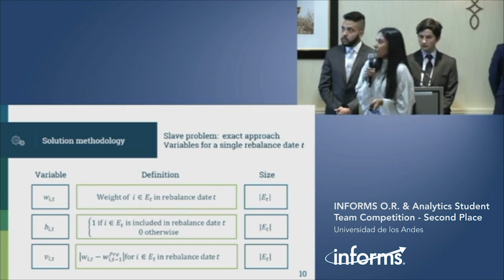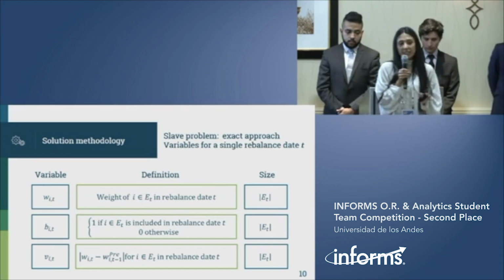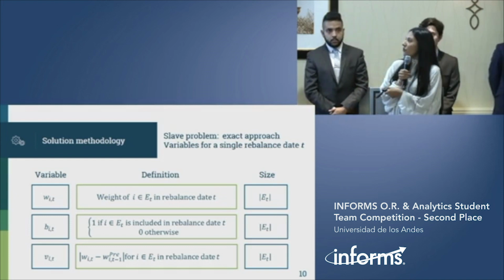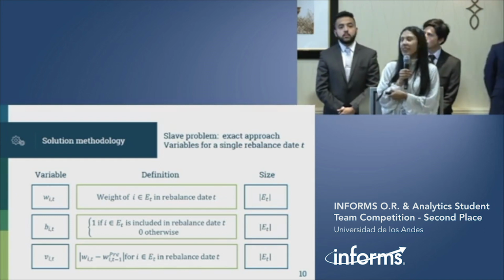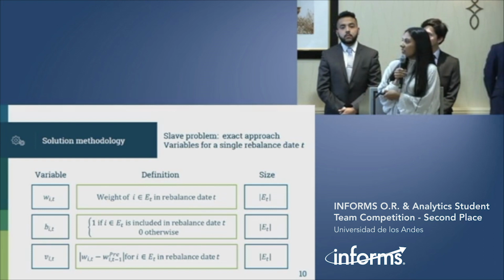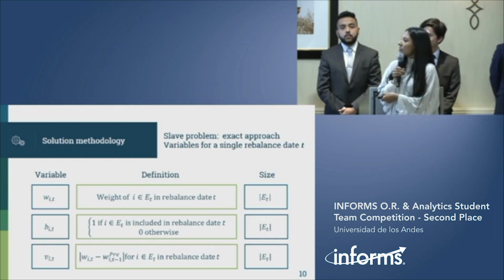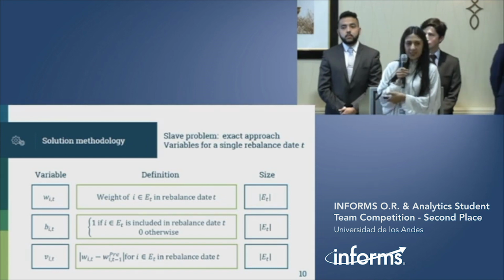These are the variables for the slave problem for a single rebalance date. First, we have a variable for the decision of how much weight to assign to each asset. Then we have another variable for the decision of whether or not to include an asset in the portfolio. And we also have a variable for the turnover of each asset.